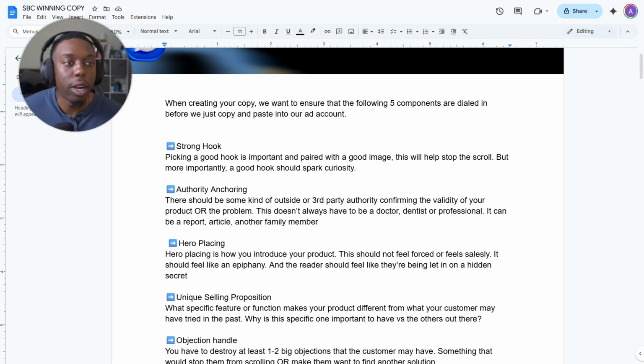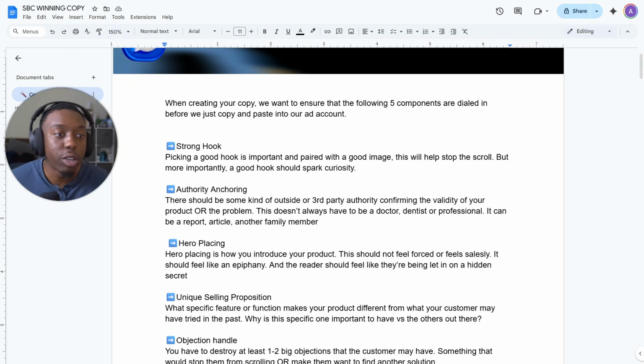So for those of you that are currently running the native image ad strategy and you're struggling with high CPMs, high CPCs, where the cost per click is just super expensive, maybe even a low CTR, there's a couple different variables that could be playing a role in that. It could be the product you selected, the website you have, the image you selected. But one of the easiest things you can quickly adjust and test to see if it impacts your metrics in a good way is your hook.